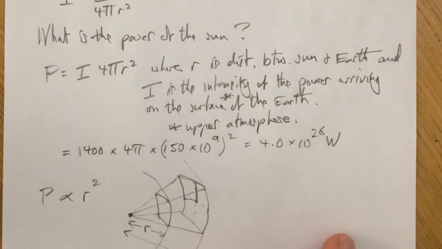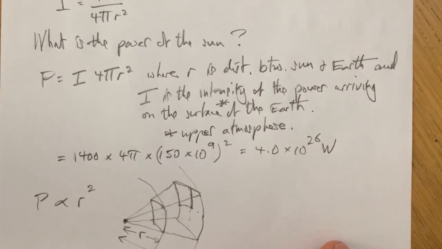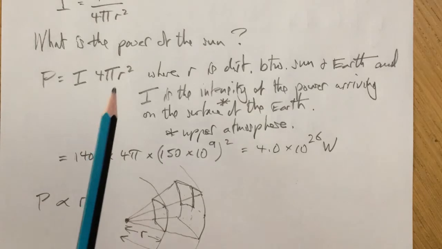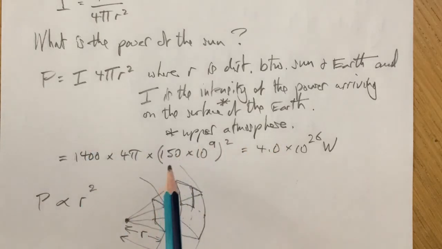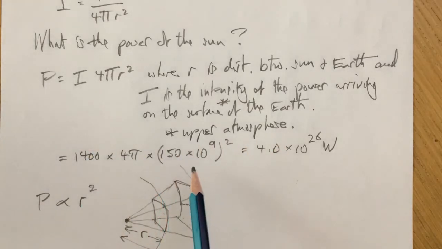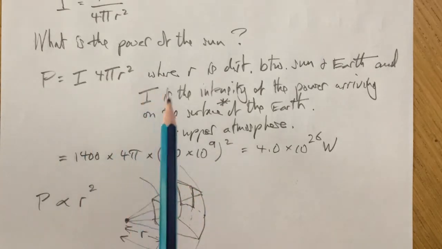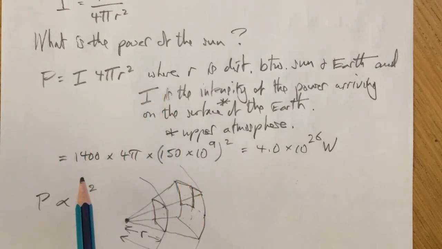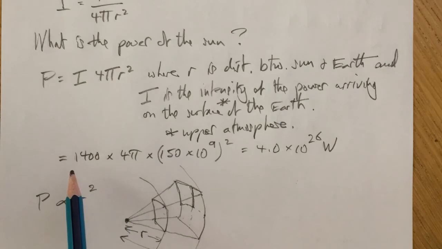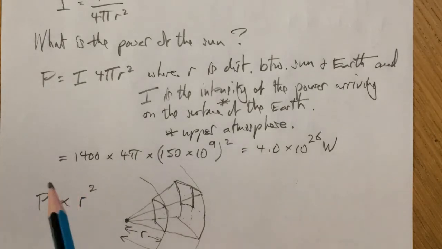Take the sun as an example. The power of the sun, well, let's look at R. The distance is 150 times 10 to the 9 meters. The power of the sun reaching the earth over a meter squared: every meter squared of the surface of the earth receives about 1400 watts of power from the sun.